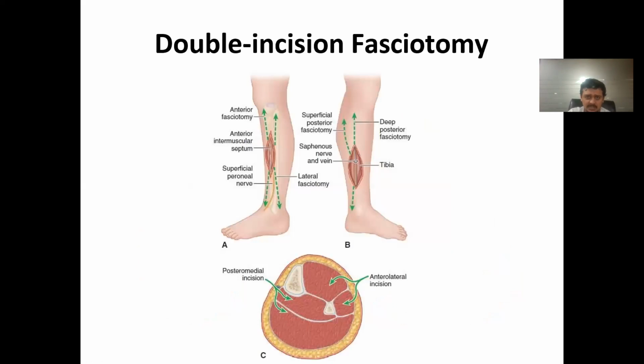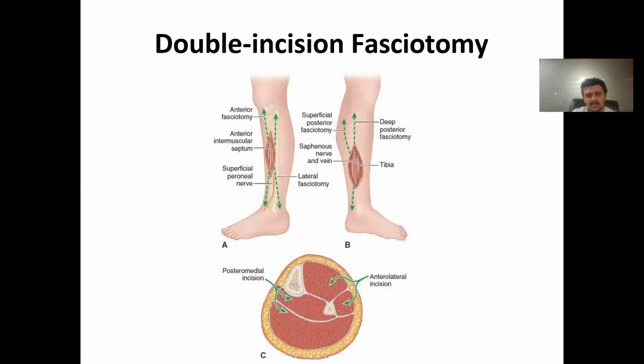Now, double incision fasciotomy. The single incision fasciotomy was cumbersome because in one incision it is sometimes not possible to reach all the compartments. So nowadays we put two incisions: an anterolateral incision and a posteromedial incision. The posteromedial incision opens the two posterior compartments, superficial posterior and deep posterior. Through the anterolateral incision, we open two compartments: the anterior compartment and the lateral compartment. So it is a double incision fasciotomy.